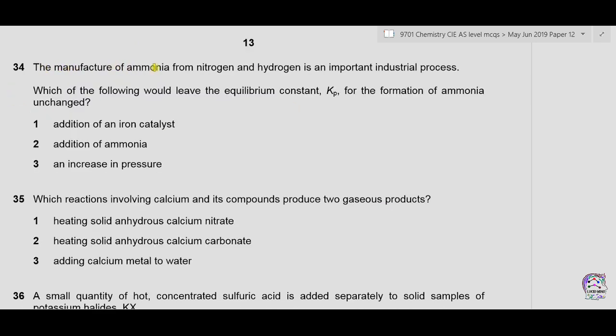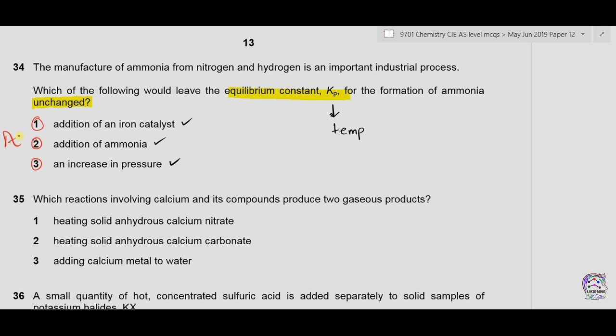Question 34. The manufacture of ammonia from nitrogen and hydrogen is an important industrial process. Which of the following would leave the equilibrium constant Kp for the formation of ammonia unchanged? Now you have to remember that in order to change Kp, there must be a change in temperature. So only temperature can change the equilibrium constant Kp value. No other thing can change the equilibrium constant. So the addition of iron as a catalyst will not change Kp. Addition of ammonia will just change the concentration, it will not change Kp. Increase in pressure will also not change Kp. So all three options are correct.